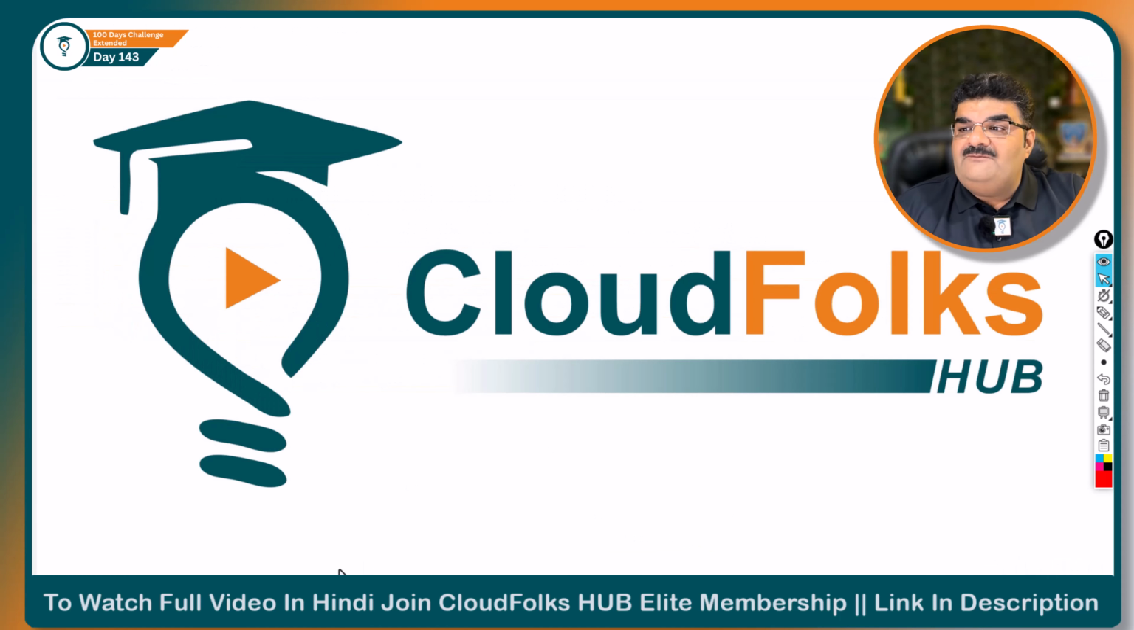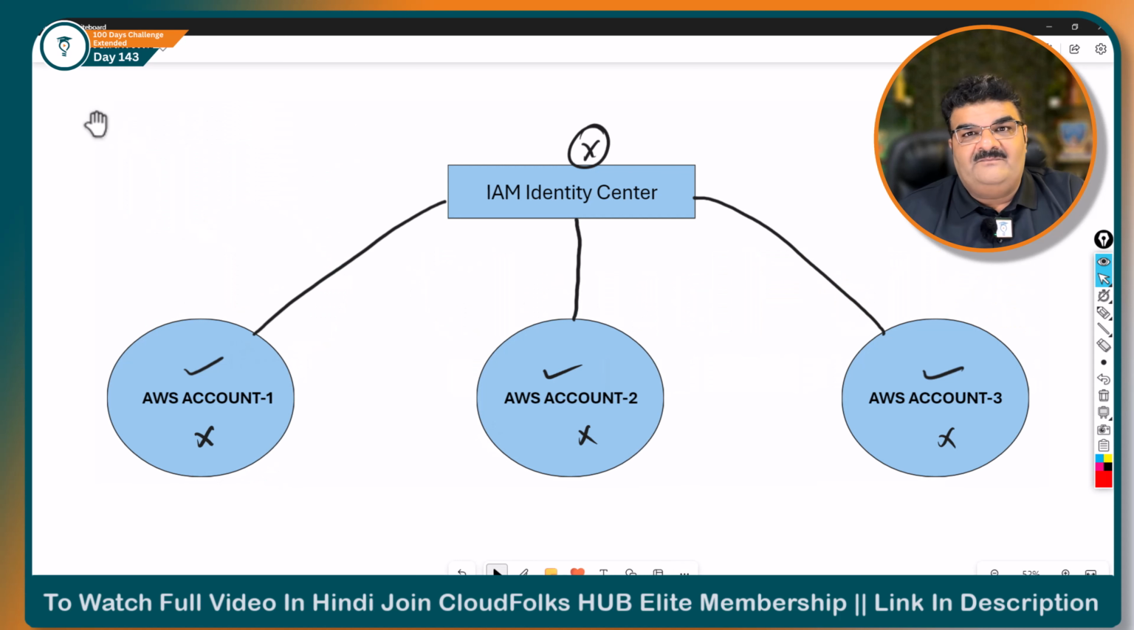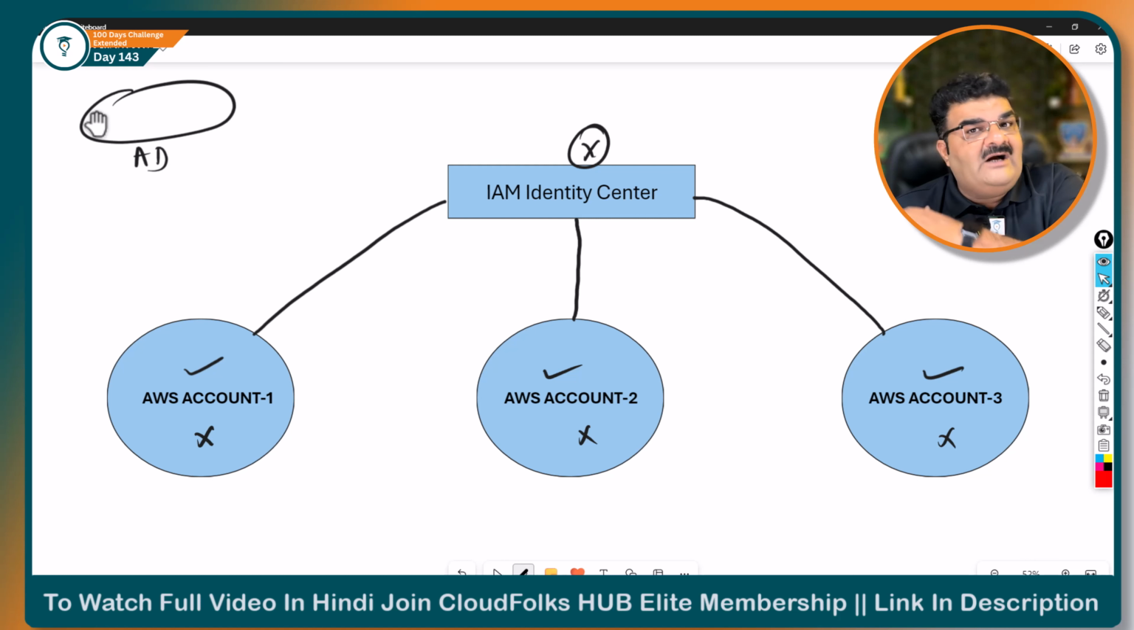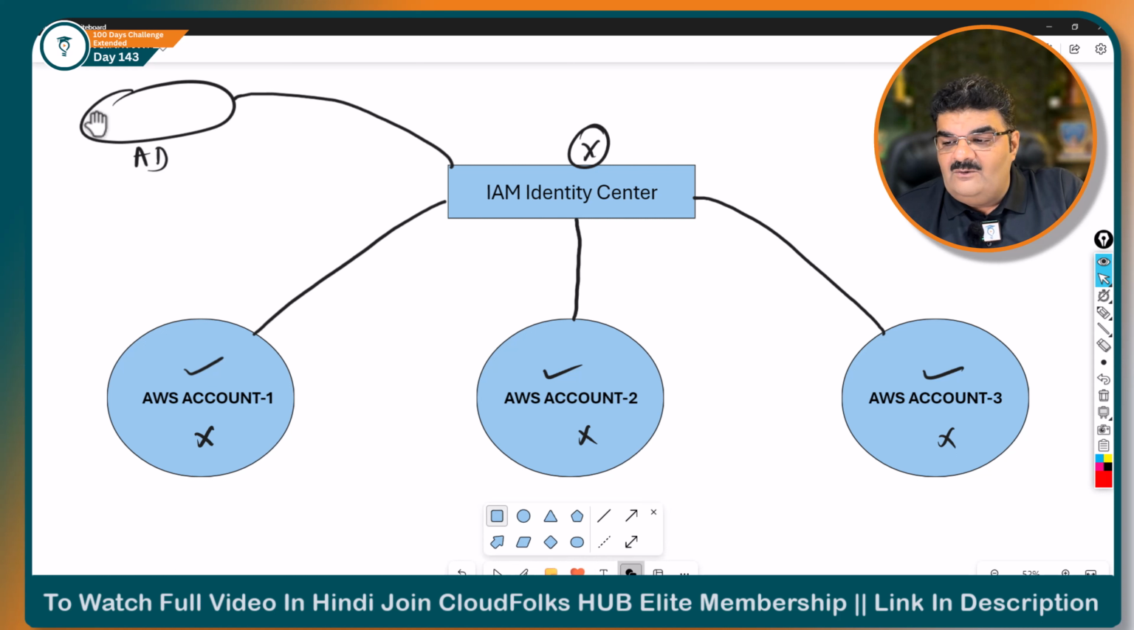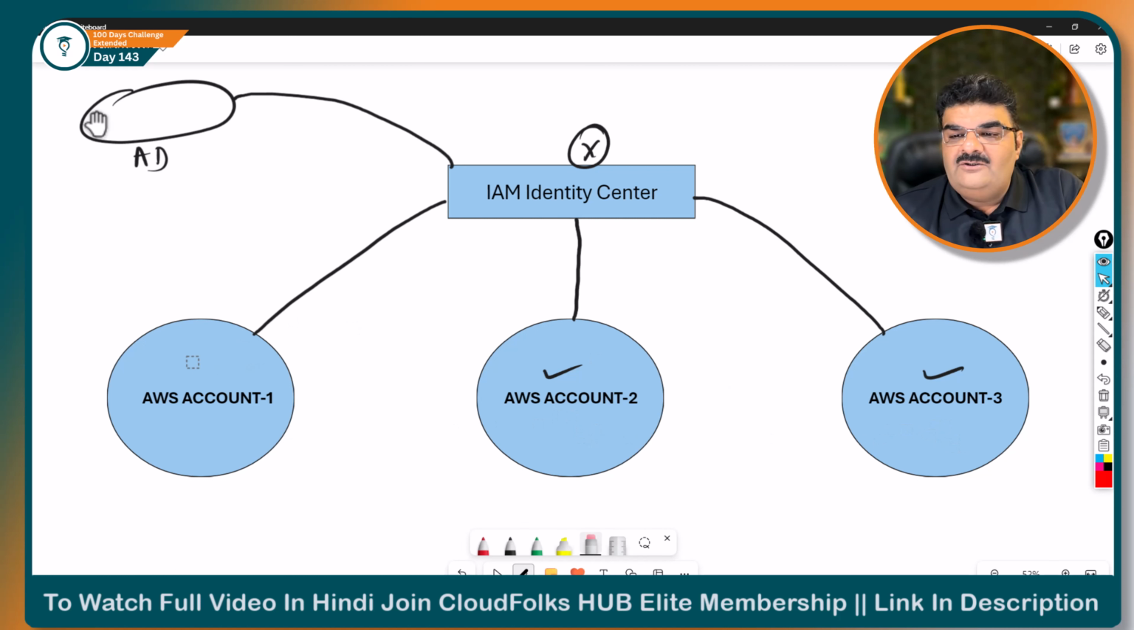Now in many companies they have Active Directory. So let's say that in your company you have Active Directory, which is one of the biggest identity service providers, and this is your Active Directory in which you have all your organization's users. Now with AWS Identity Center you can connect Active Directory. Instead of creating user X over here in the separate AWS accounts, you don't need to do this. Even with IAM Identity Center, you don't need to do this.